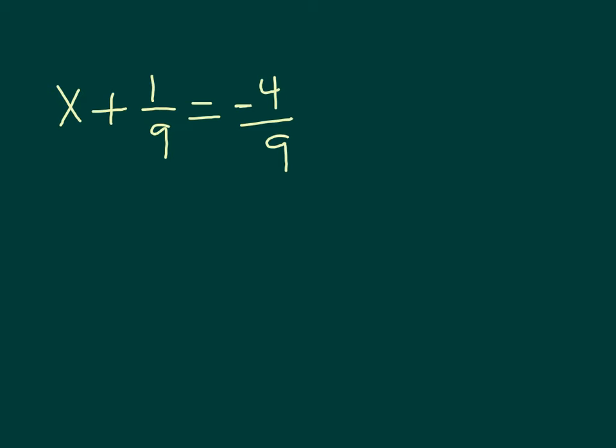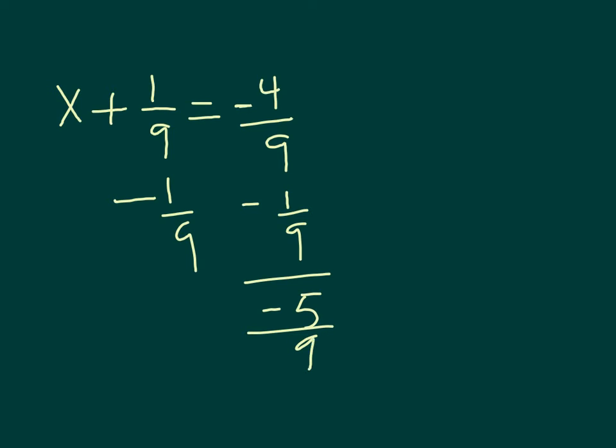But this is pretty simple to work with a fraction. So I'm going to work it with the fraction. So minus 1/9 minus 1/9. Now, negative 4/9 minus 1/9 happens to be negative 5/9. So x equals negative 5/9. That was pretty easy and straightforward.